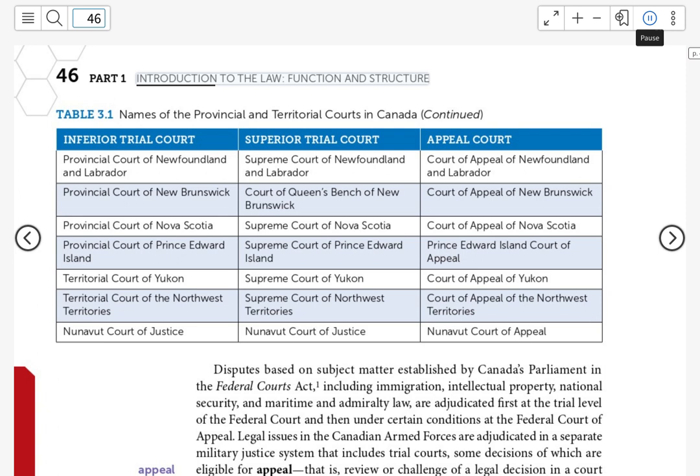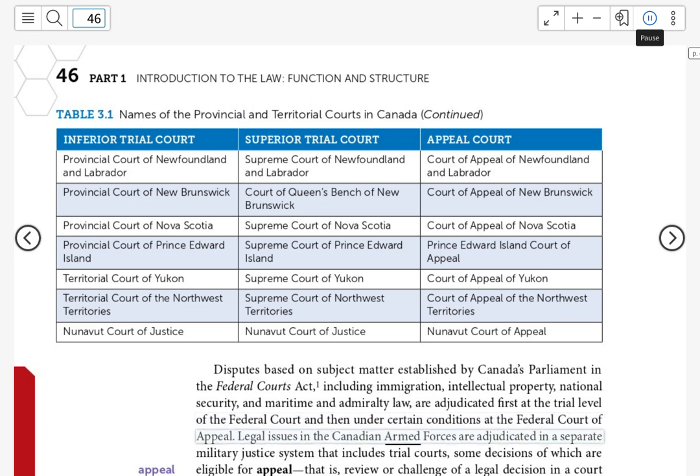Part 1 Introduction to the Law, Function and Structure. Disputes based on subject matter established by Canada's Parliament in the Federal Courts Act, including immigration, intellectual property, national security, and maritime and admiralty law, are adjudicated first at the trial level of the federal court and then under certain conditions at the Federal Court of Appeal.